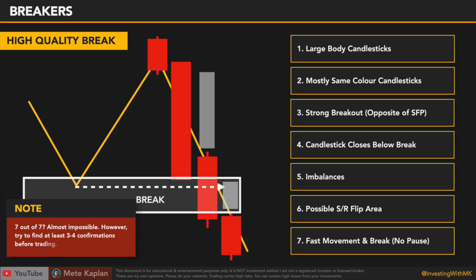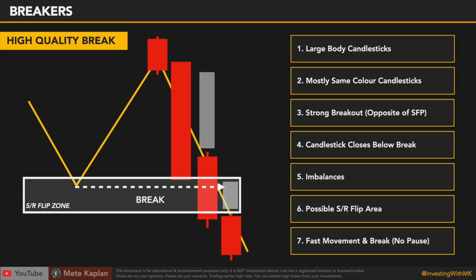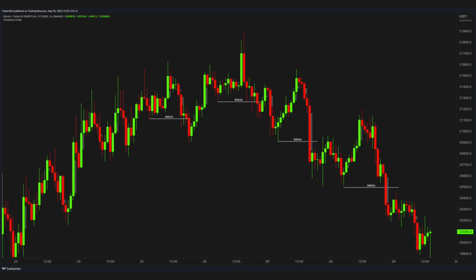However, life is not perfect, also trading. Finding 7 out of 7 confirmation is almost impossible. All we need to focus on is finding the best possible and the highest quality breaks. Let's check this chart. As you can see, there are many breaks here. Which break do you think has the highest quality? Can you pause the video and identify it?